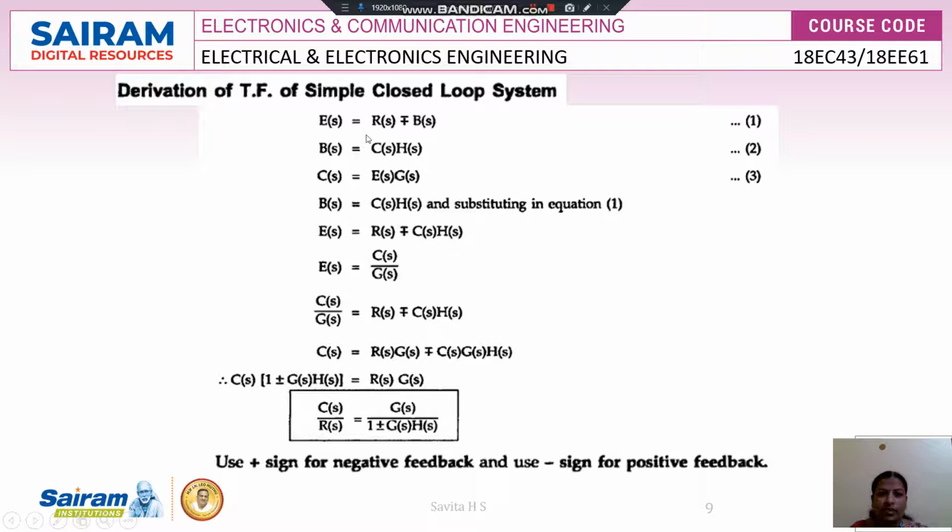Now we'll see the derivation of this. By seeing the diagram, I can write E(S) is equal to R(S) minus or plus B(S). I'm calling this expression 1. One more expression I can write is B(S) is equal to C(S) into H(S). And one more expression for C(S) is E(S) into G(S), that is, error and transfer function.